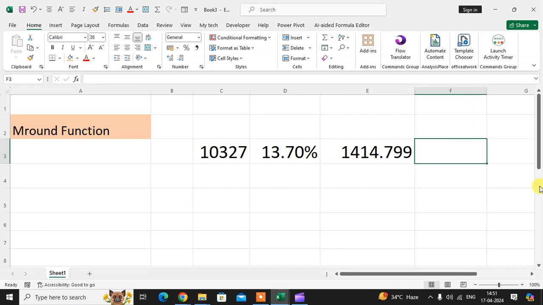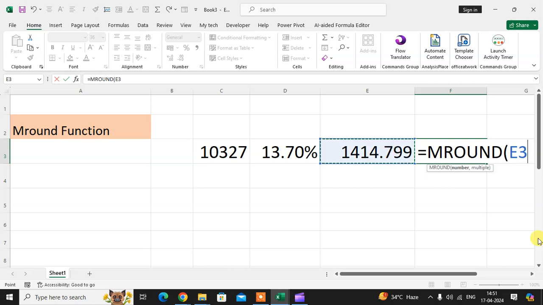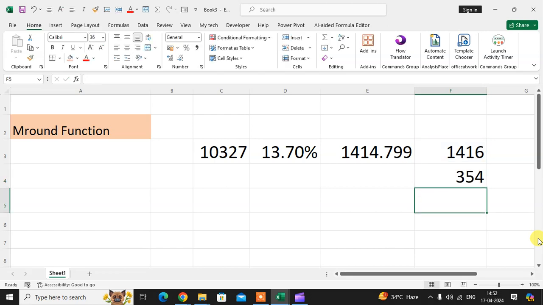So I'm using the MROUND function to round off this amount. I use MROUND, then select this amount, comma, and enter a number. That number is what you can divide the output amount by, and you get the rounded-off amount. Suppose I enter 4 and close the bracket. Then, when I divide this by 4, I get the rounded-off amount 354.